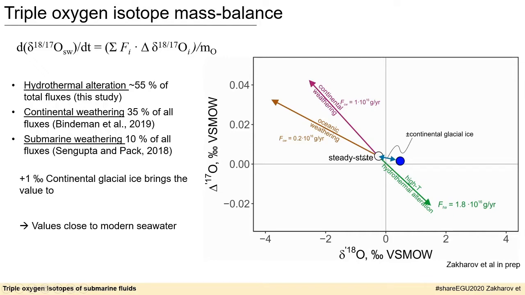And these vectors show the isotope effect produced by each process that contributes to the isotope budget of seawater. And these are the dominant processes such as continental and submarine weathering and the hydrothermal alteration. Mind you, the hydrothermal alteration produces more than half of total fluxes of exchanged oxygen into the terrestrial hydrosphere. It is important to understand what is the isotope effect produced by this process.